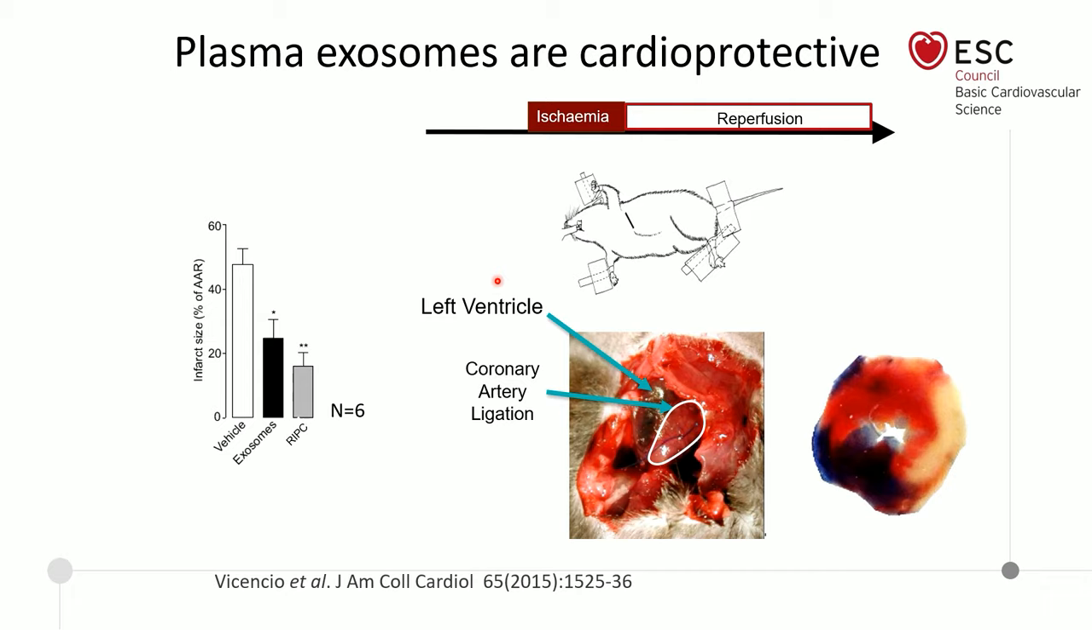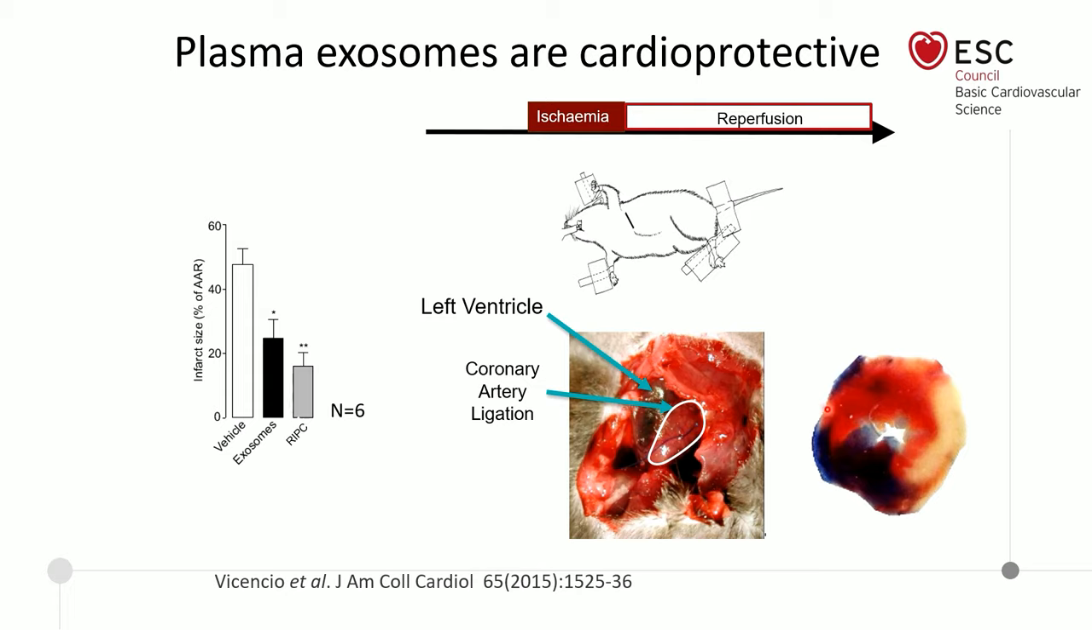So I'll show you our data that we published a few years ago using the exosomes isolated from plasma. These studies we did with exosomes from rats or from humans. And here I've shown you the acute ischemia reperfusion studies we've done, where we've ligated a coronary artery for 30 minutes and then reperfused for 2 hours. This is in the open chest rat model of ischemia reperfusion injury. And at the end, we can see the heart. Staining with tetrazolium chloride, we can see the area of infarct, so the dead tissue here, and we can see the area which is ischemic here as well.